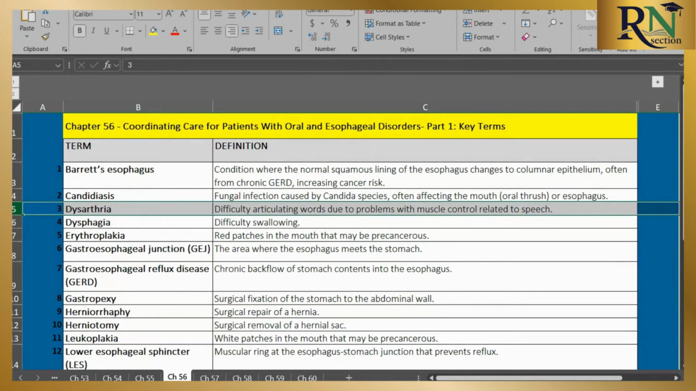Dysarthria, difficulty articulating words due to problems with muscle control related to speech. So this means like not there. So arthria, it's like an articulation issue.